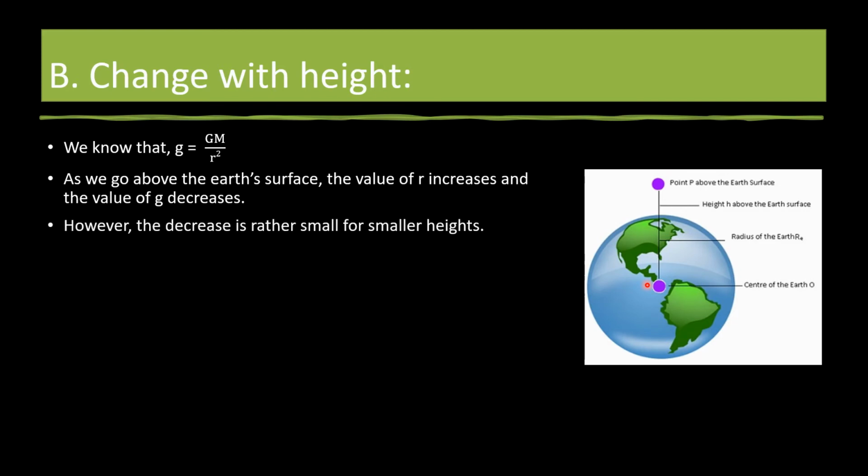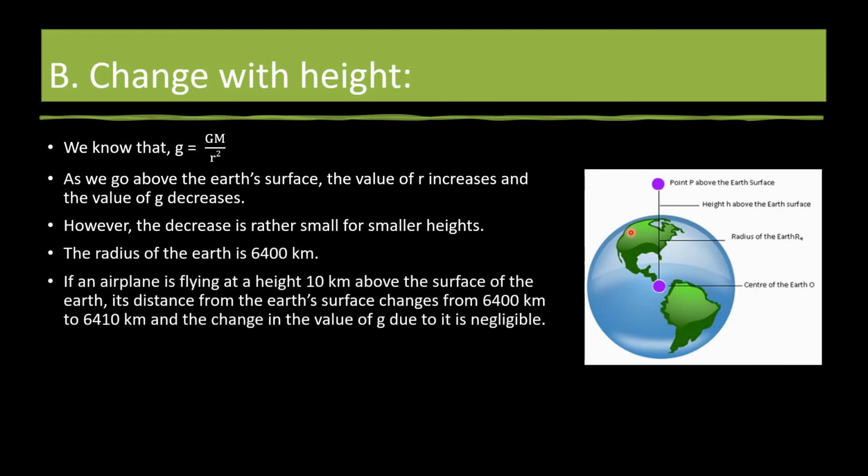However, if you see smaller heights, for example, you take an aeroplane flying about 10 kilometers, we know that the radius of the earth is 6,400 kilometers, and imagine there is an airplane flying at a height of 10 kilometers above the surface. This distance, when you compare 10 kilometers with 6,400 kilometers, is not much. So these values can be negligible. These are very small values.